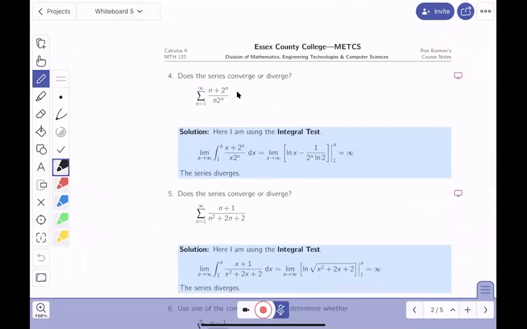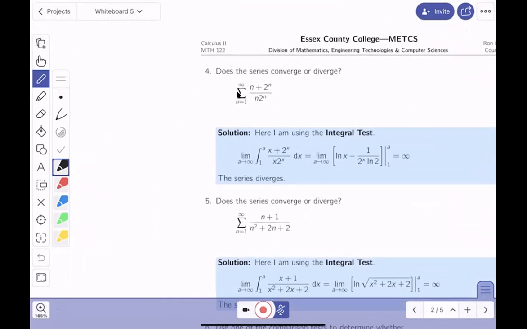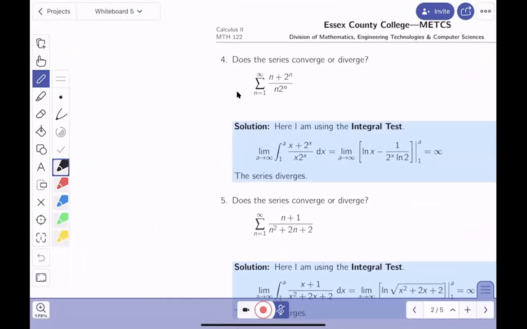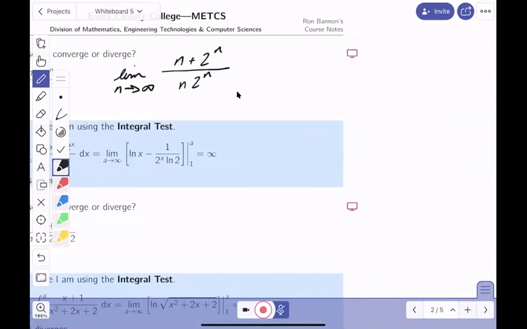And I'm looking at this one over here. It looks nightmarish to me. And I'll be honest with you, the reason it looks nightmarish to me is that, yeah, it really does. But I'm still going to do the same thing. I'm going to do the limit as n goes to infinity of (n plus 2 to the n) over n to the n. I'm hopeful, right?